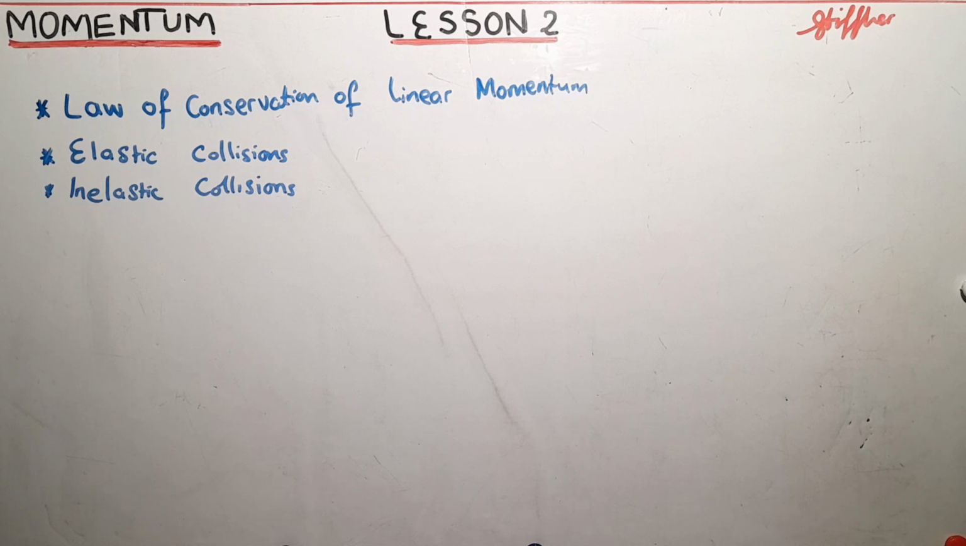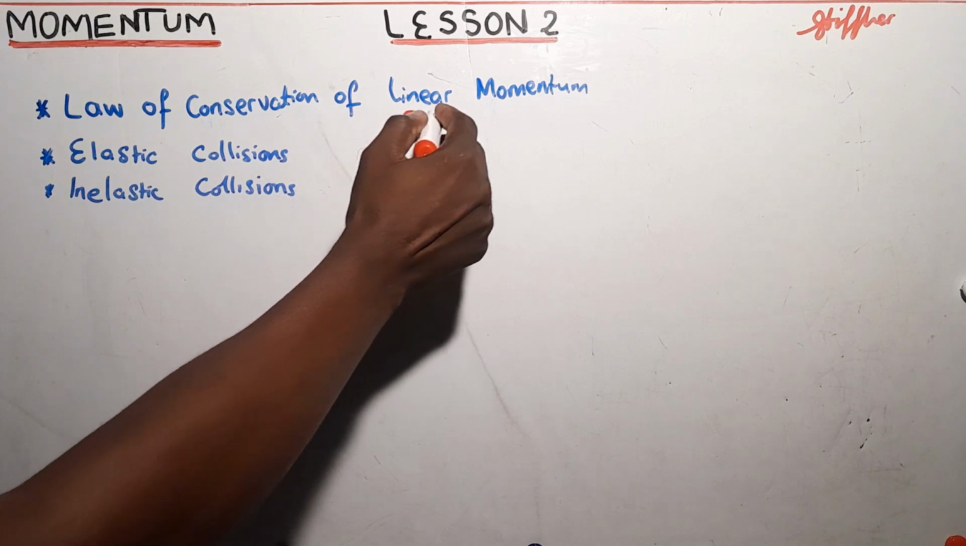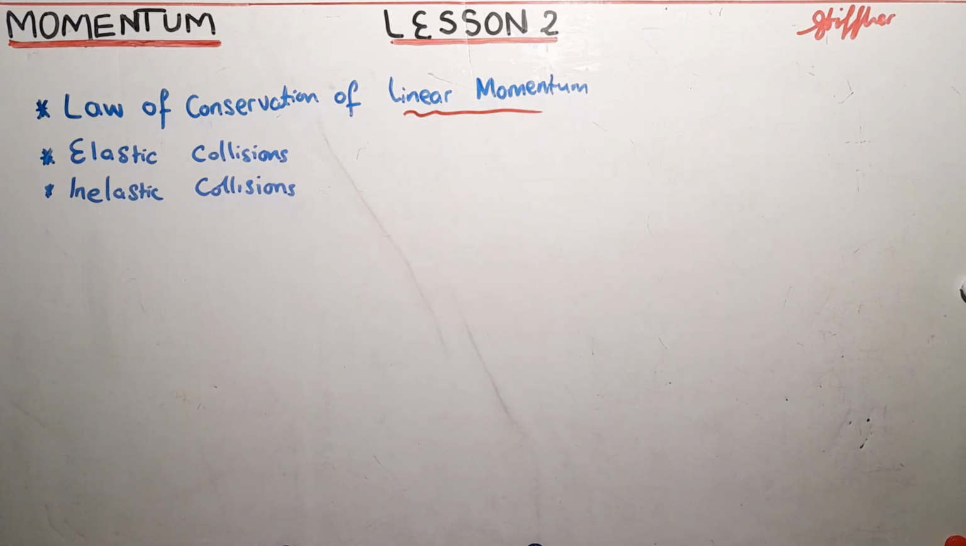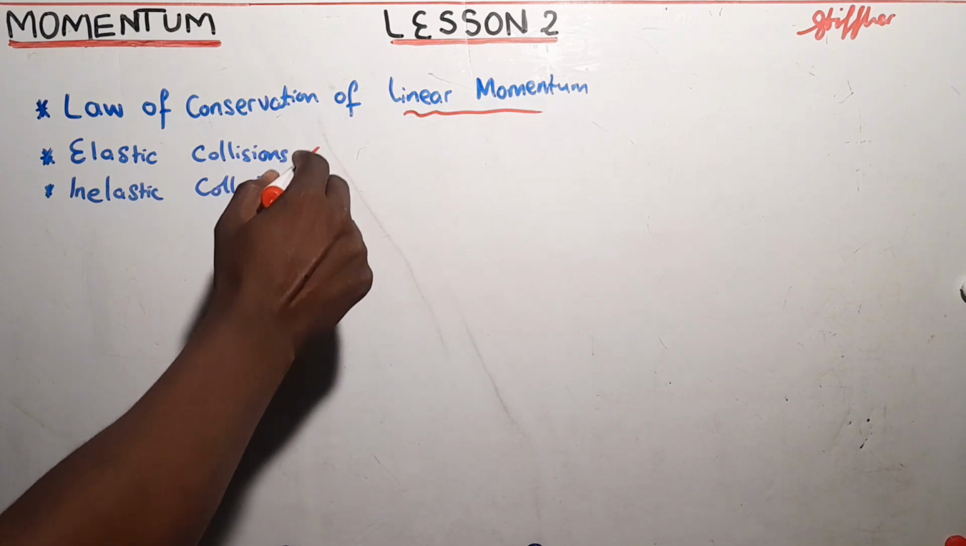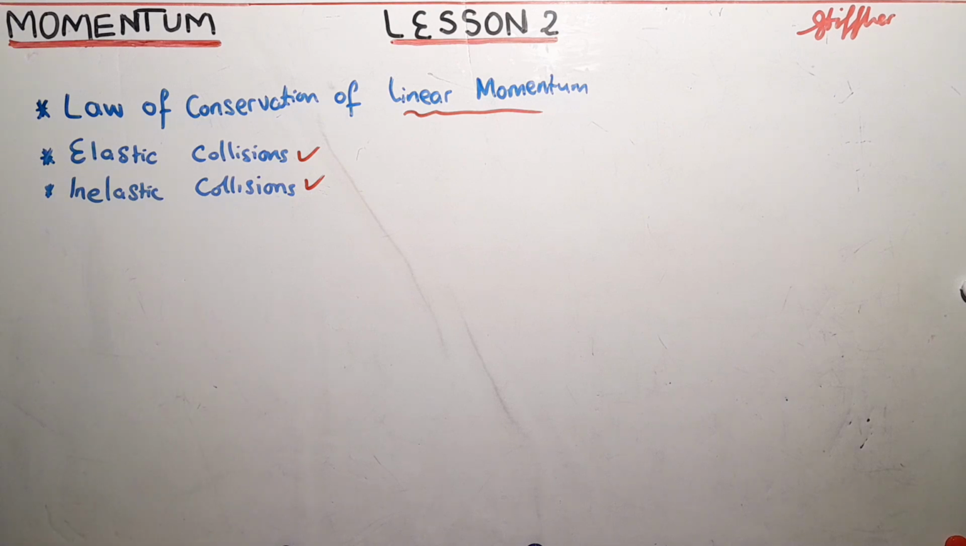So on lesson 1 we did momentum, and we also did change in momentum and Newton's second law in terms of momentum. So in this second lesson, what you are to expect, we are going to cover the law of conservation of linear momentum, and we are going to cover elastic and inelastic collision like we said.